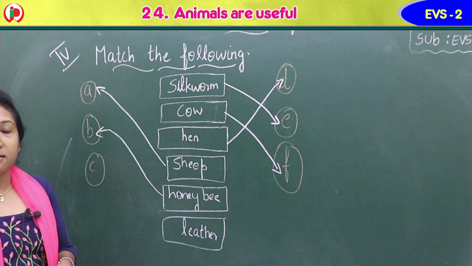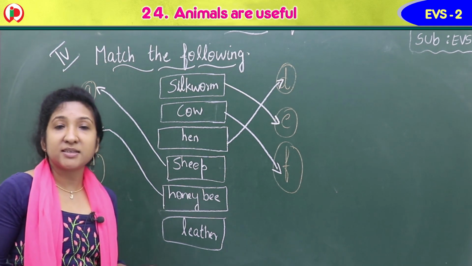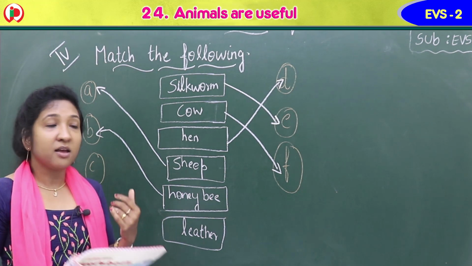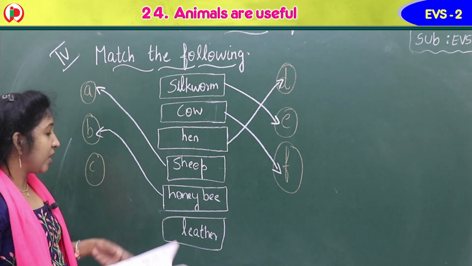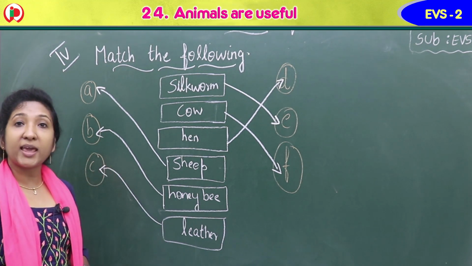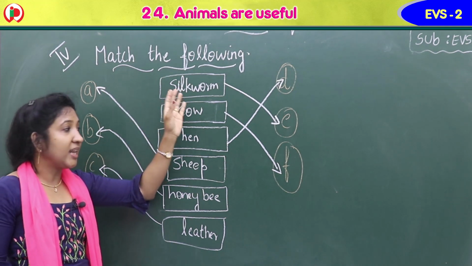Now leather. Using leather we make belts, shoes, purses, bags, jackets. So you can see the jacket here, where the C image is of a jacket. Yes, so leather you can match to jacket. Okay? Yes, so silkworm to silk clothes.